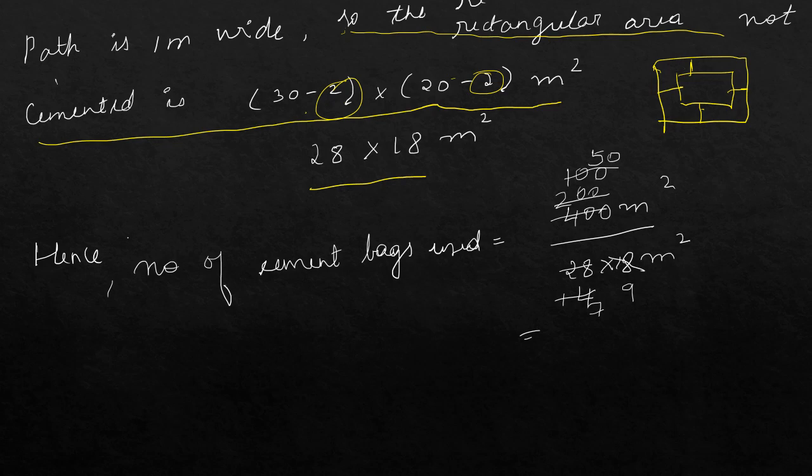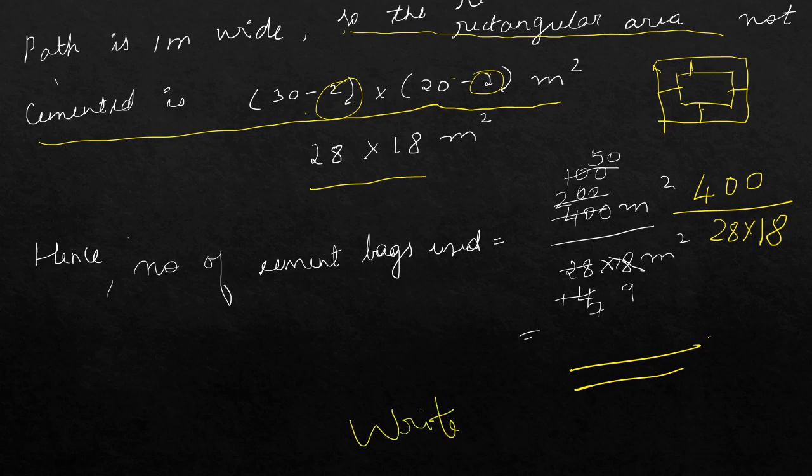Hence number of cement bags used is equal to 400 divided by 4, I have simplified it. Now you have to get the answer and write it in the comment box. I'll check.